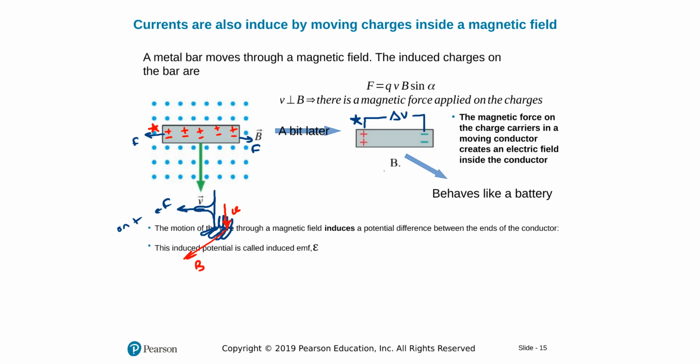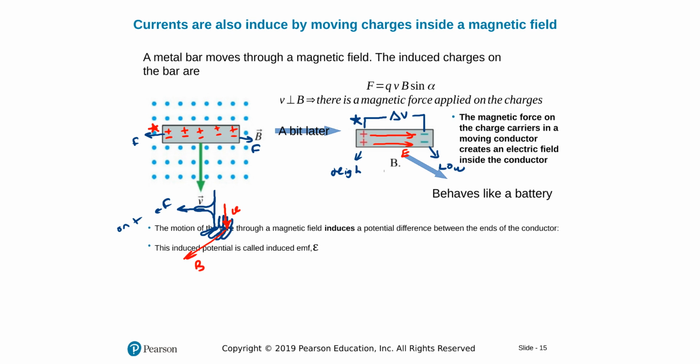To keep them separated, we have to keep moving the bar. If we stop, they will go back to their original position because there's a potential difference. Remember, positive is high potential, negative is low potential, and positives will want to move to the right, negatives to the left. That's how they move. And they will rearrange, go back to their original position. Also remember that there is an electric field from plus to minus.